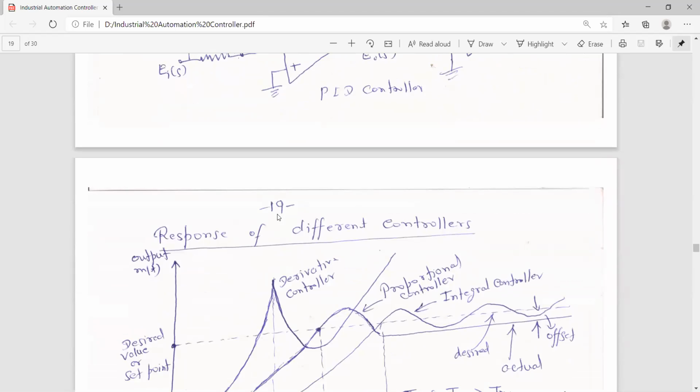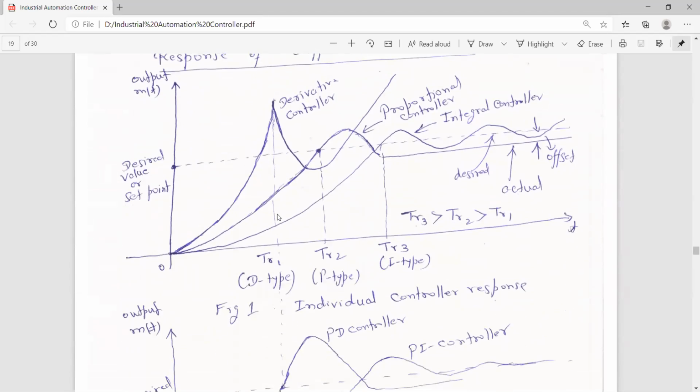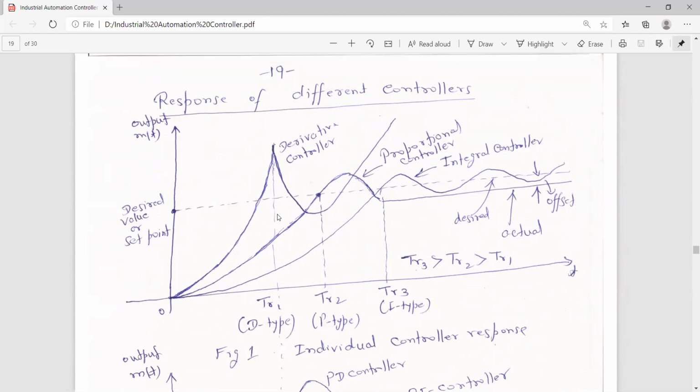Now compare the responses of different individual controllers. Here we have the time domain, and we are considering the output of different types of controllers individually. This is the set point or desired value, the dotted line. We want the outputs of the controller to settle around this line, whatever the output may be.